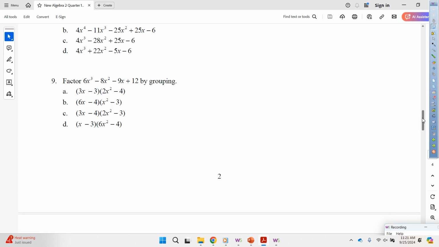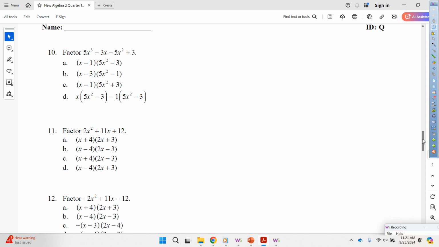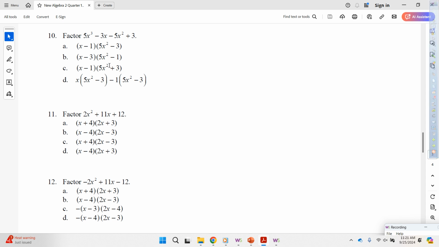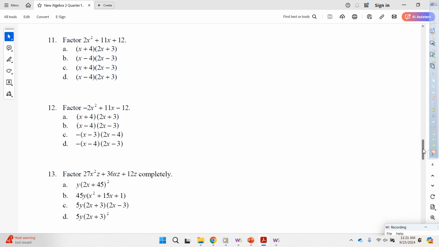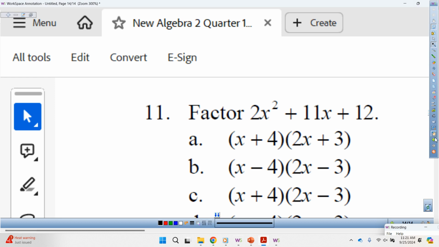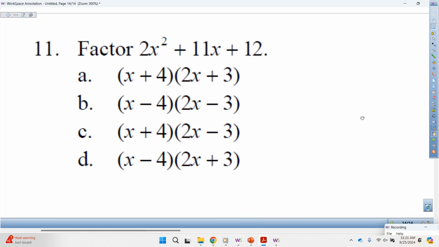Number 10. And we're flying through these. We already did number 10, is that correct? Yes? Was that on the warm-up, right? All right, let's go to number 11. Can you zoom in? A little bit different from the warm-up.